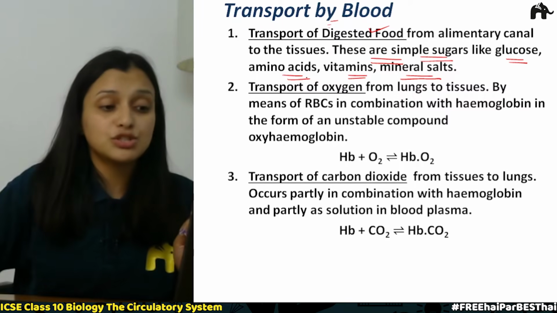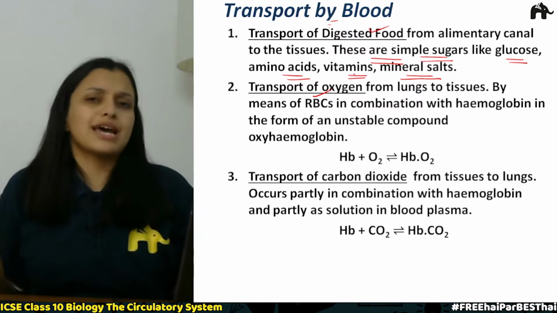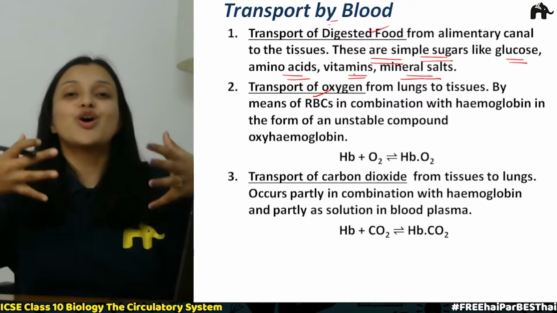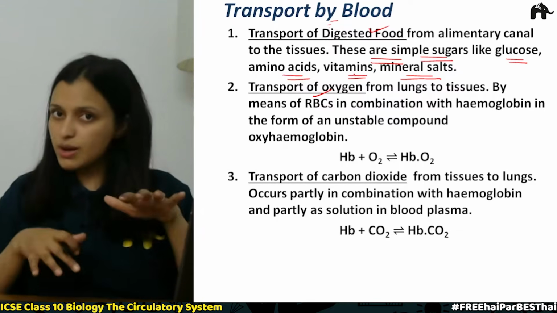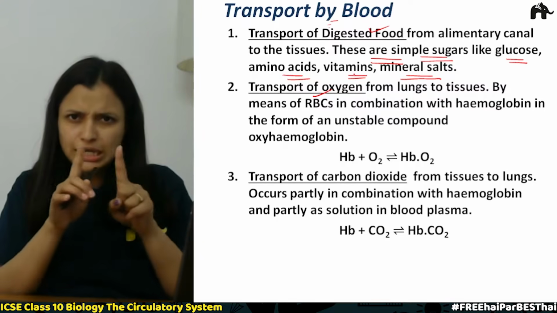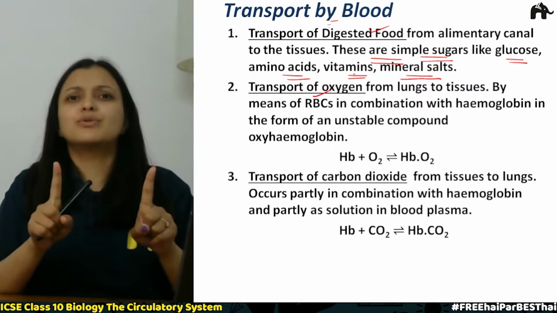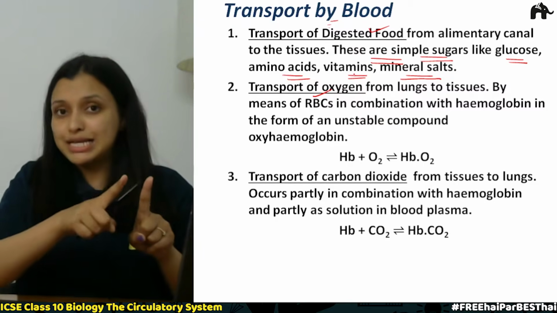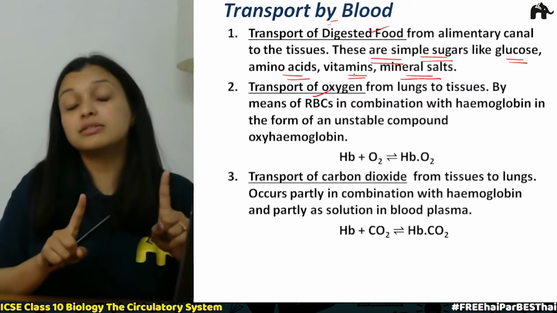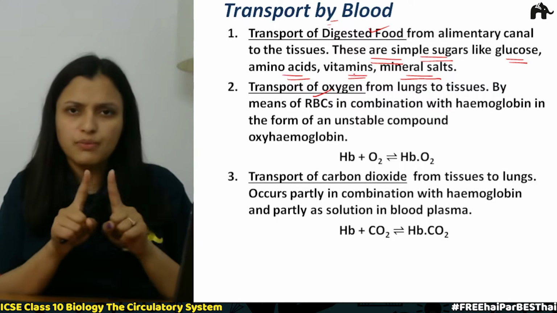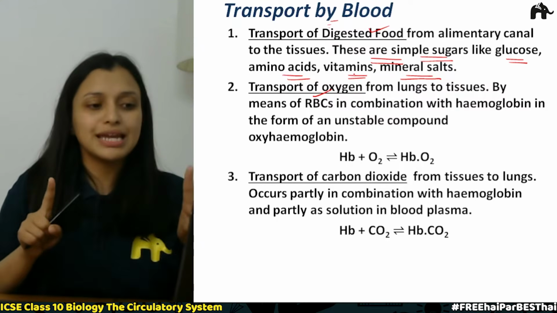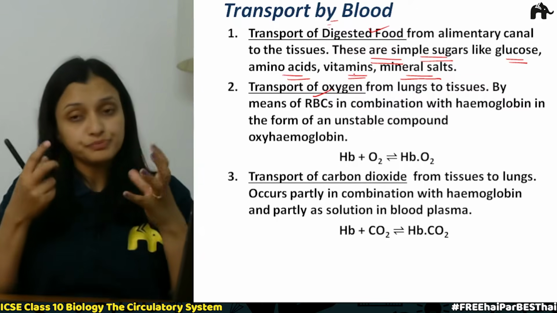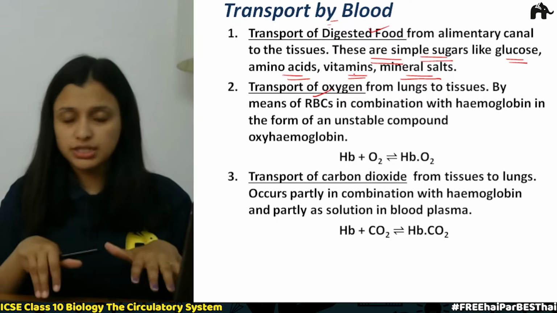The second one is transport of oxygen. As I was telling you, when we inhale, we take in a lot of oxygen, and it goes into our respiratory tract. There is a connection between our respiratory tract and the circulatory system as well. Like in the first case, where our circulatory system and our digestive system were meeting, the same is the case with the second transport, where the oxygen goes into our lungs.